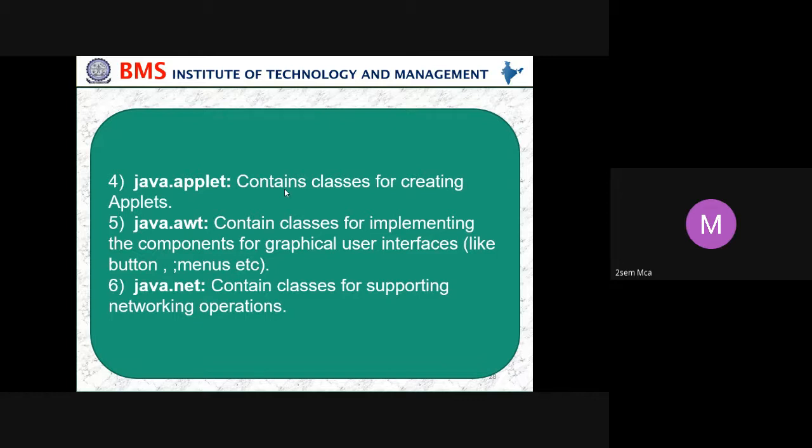So what is that? That is button. So like this, you may create so many things. So that is present in AWT. So then next is java.net. It contains classes for supporting networking operations.